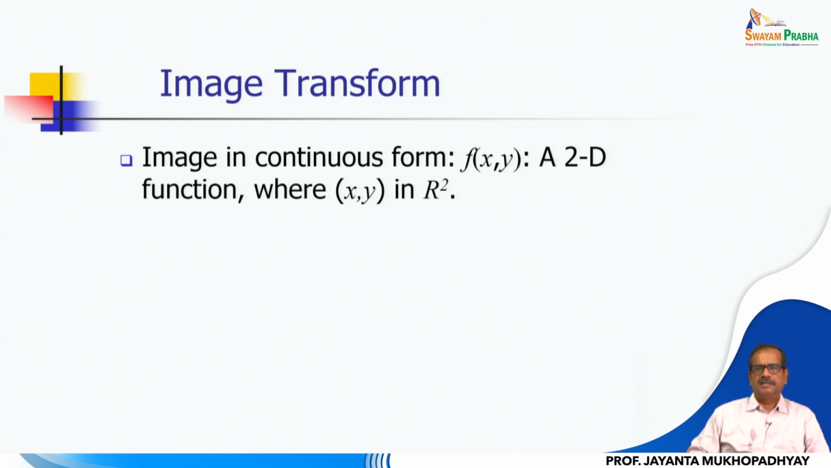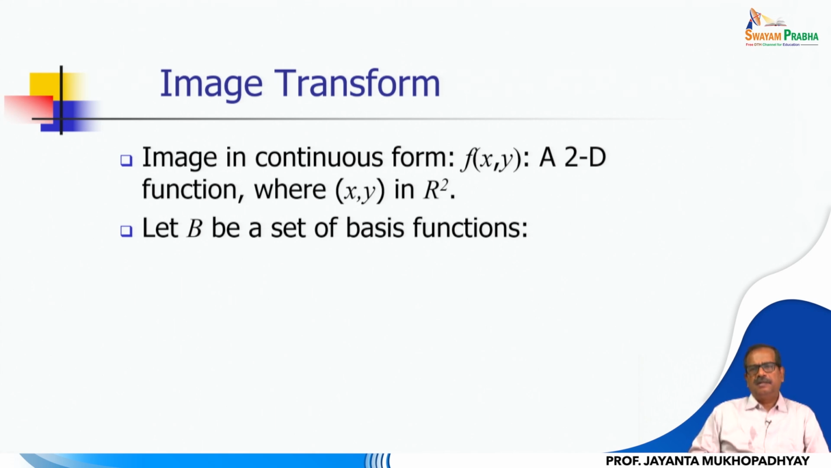As we have already discussed, it's some distribution of a certain measurable entity, for example, brightness value, and you can represent the function as a function of x, y, where x, y is a point in a two-dimensional space. We have denoted it by R squared, that is the Cartesian product of two real spaces, which denotes this space.